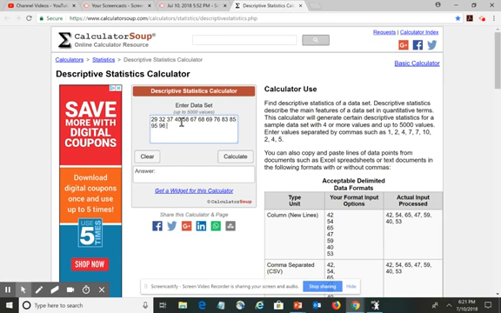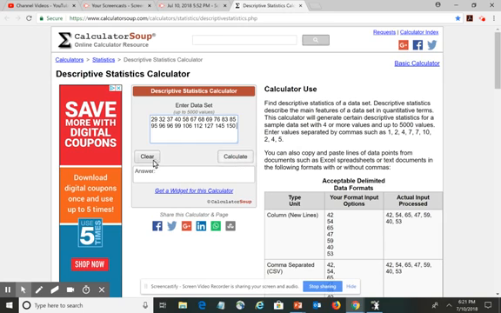Okay, so we just keep typing till we get it all in there. It's okay. Some of them are 2 digits. Some of them are 3 digits. It's okay. Just put a space between each value in the data set. And once you have your data entered, we simply click on the button labeled Calculate.